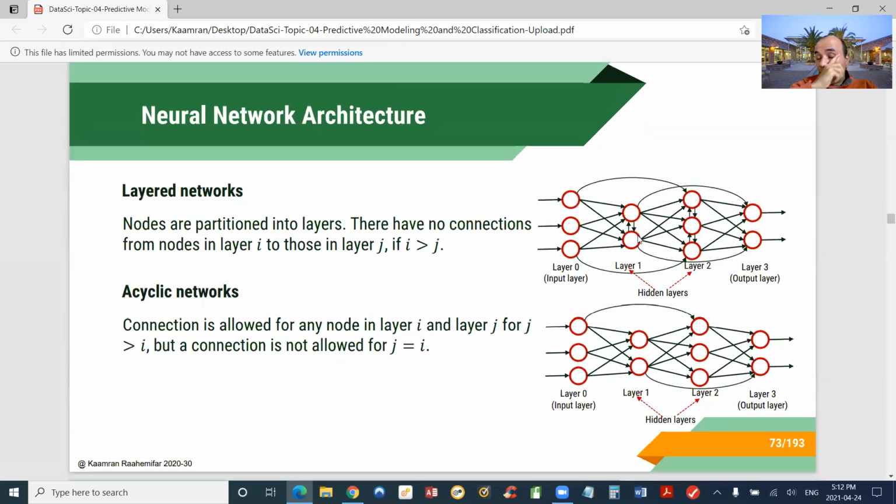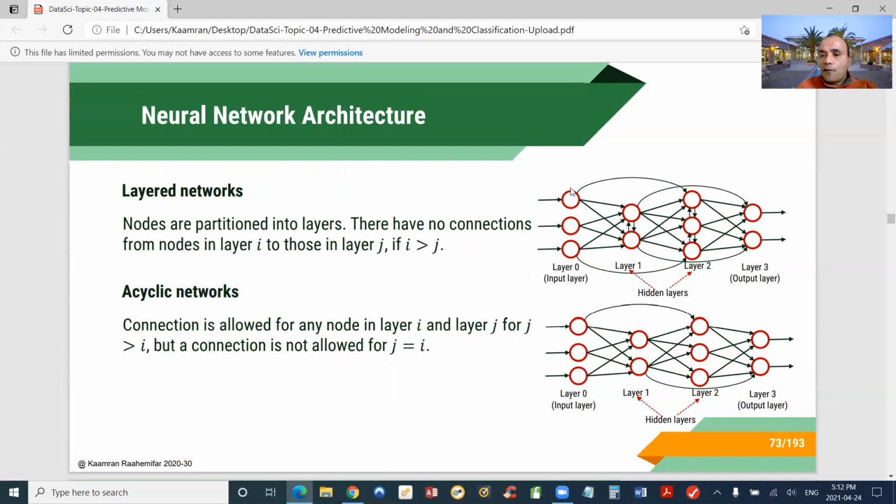Neural network architectures. Now that we have understood the connectivity, we want to slowly move toward the pictures and images you have seen on the internet discussing neural networks or artificial neural networks. We have a layered network, and in a layered network, you could potentially have a layer here. This is one layer, layer 0. This is layer 1, and this is layer 2, and this is layer 3.